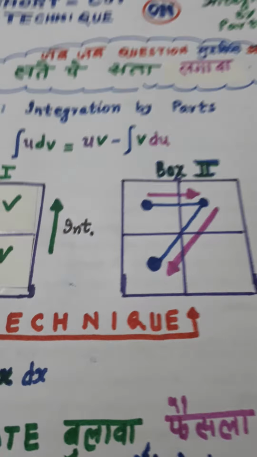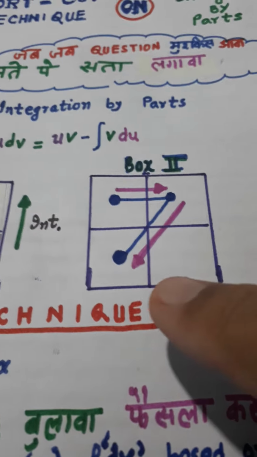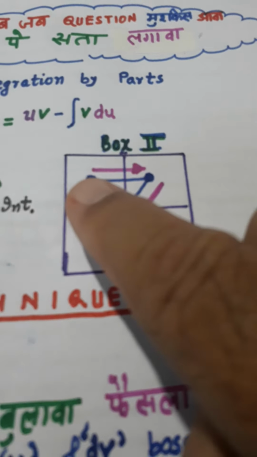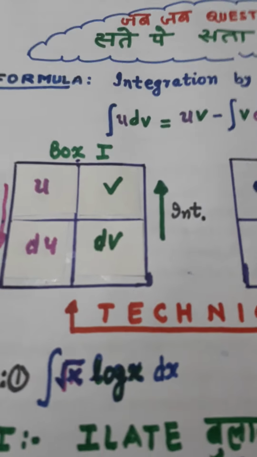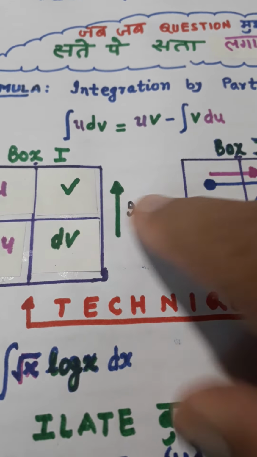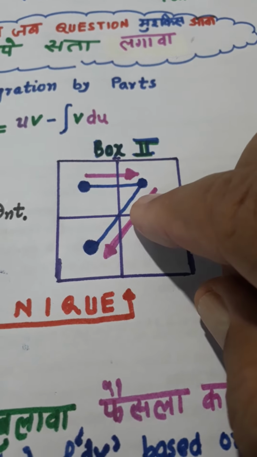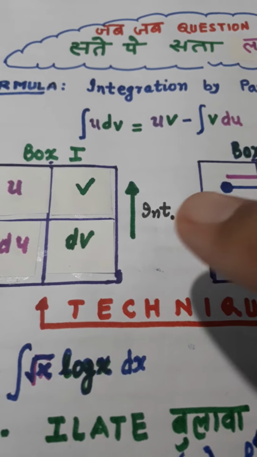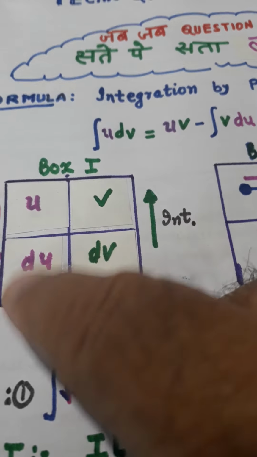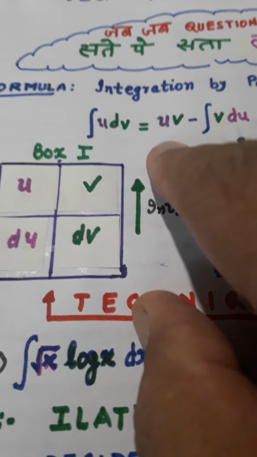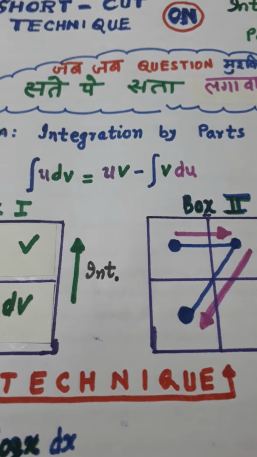Now after this, look here, you have to proceed like this. Box number 2 is this. You go like this, it is a 7. So you multiply u with v, it becomes uv, and v with du. Firstly you will go like this: uv minus the integral of v du. Look here. So this is the technique.